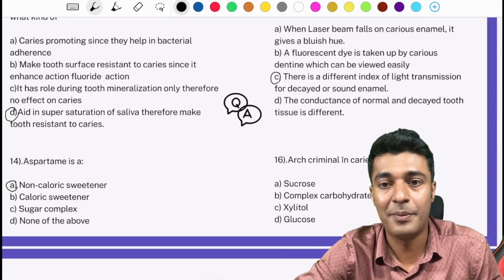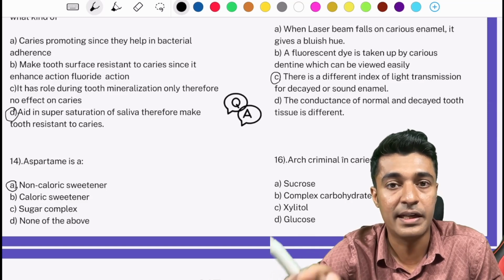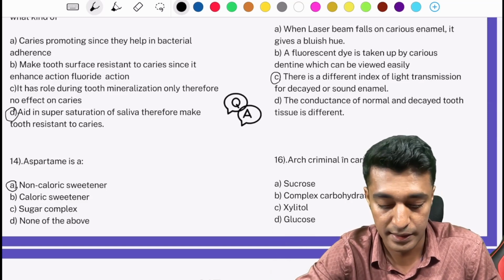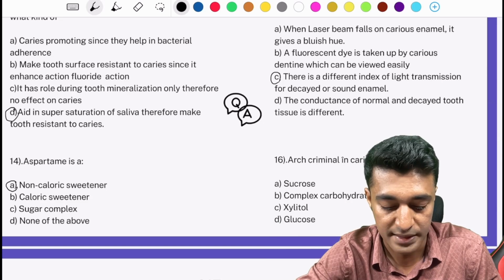The arch criminal in caries is definitely refined sugars. Under this, the refined sugar in this group is sucrose.